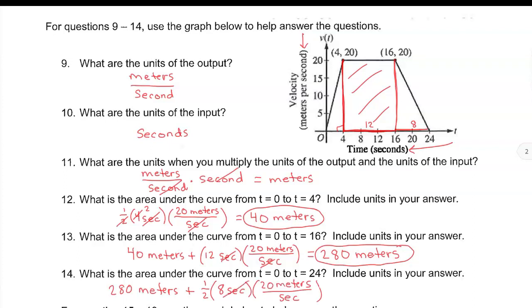Seconds unit is going to cancel, and I can cancel the 2 in the 1/2 with 8. So cancel the 2 with 8, and that leaves a 4 behind. So I'm going to do 4 times 20 for 80, and add that to 280. I'm getting 360 meters.